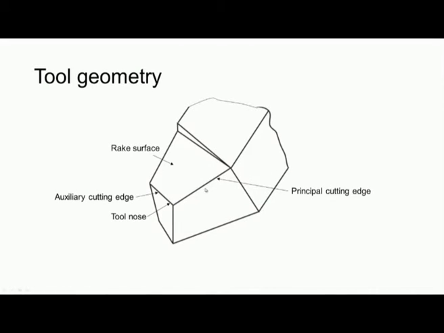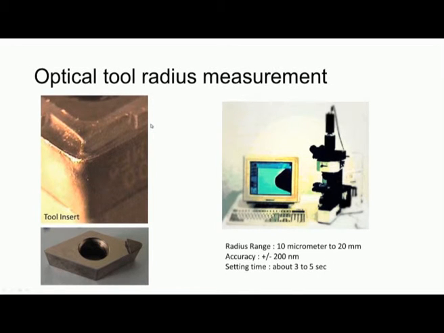Now, how do we measure the radius of a tool tip? This is a single point cutting tool, and this is the principal cutting edge and auxiliary cutting edge, and here a small radius is provided. So, this radius we want to measure. For that we can use an optical tool radius measurement setup.